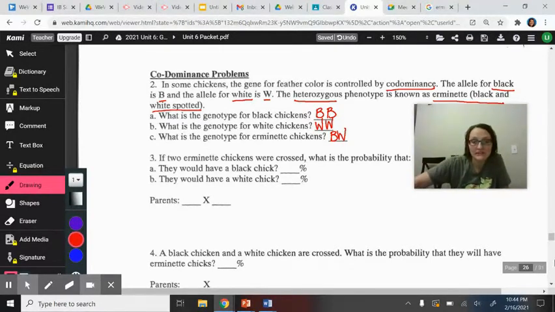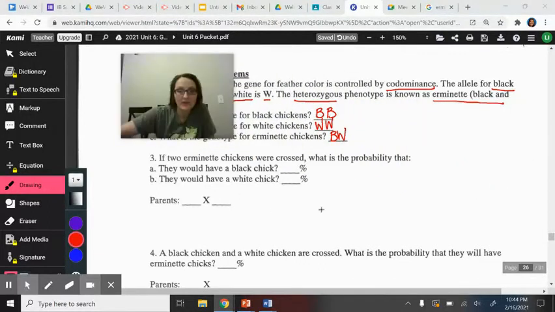So let's do a practice problem. Let me move my face out of the way. Okay, number 3. If two erminettes, okay, so let's write that down. Erminette, so that means that they're black and white, black and white. All right.